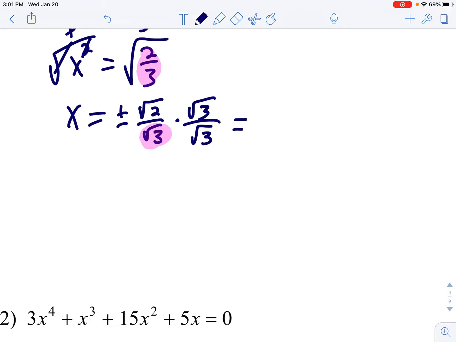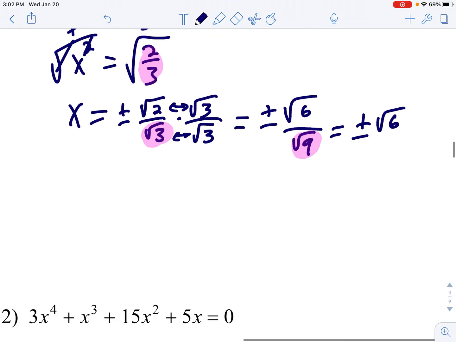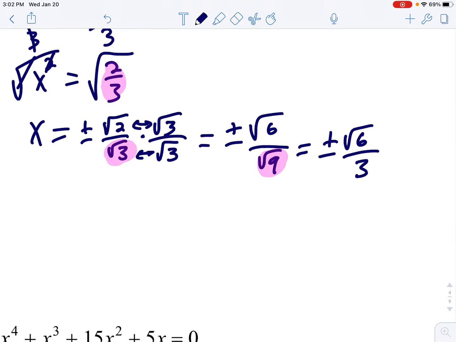So it's called rationalizing the denominator. You get plus or minus. On the top, if you multiply this, you get square root of 6. And on the bottom, you get square root of 9. But the square root of 9 is 3, right? You can simplify square root of 9. So that's plus or minus square root of 6 over 3.